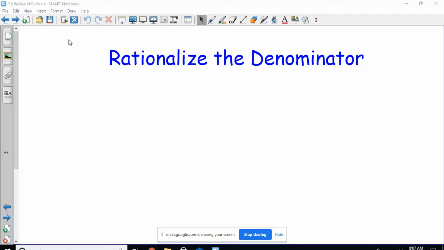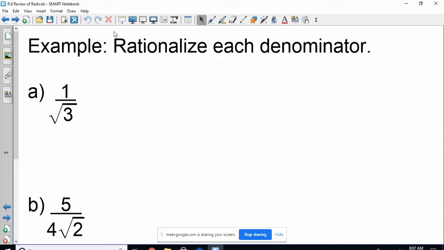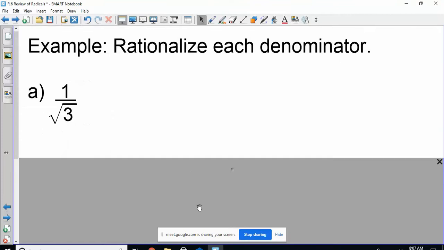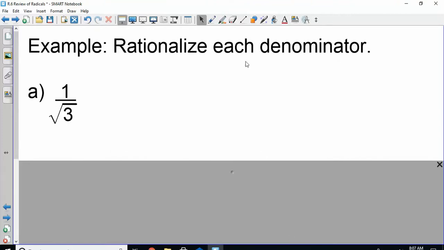So let's look at a problem. If I said 1 over the square root of 3. Okay, if I want to get the square root of 3 off the bottom, do you guys remember what you do?